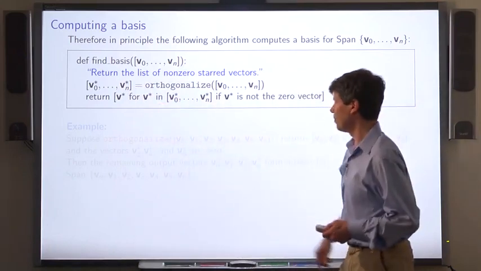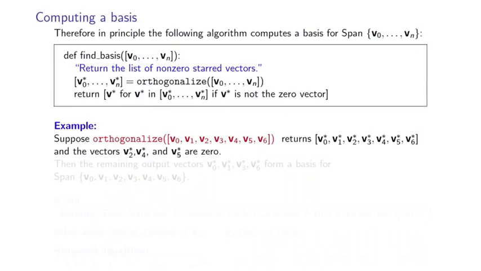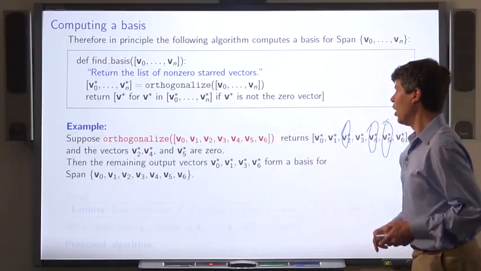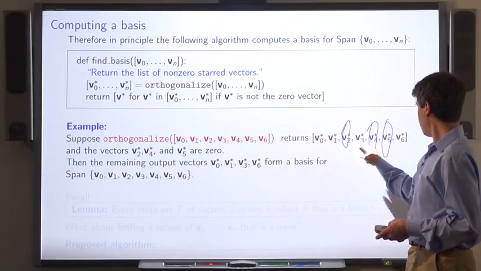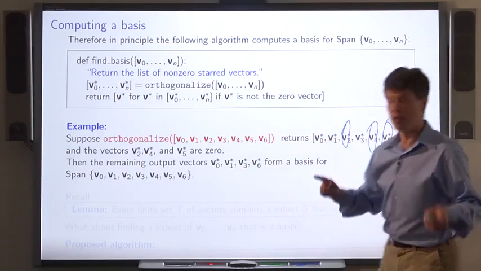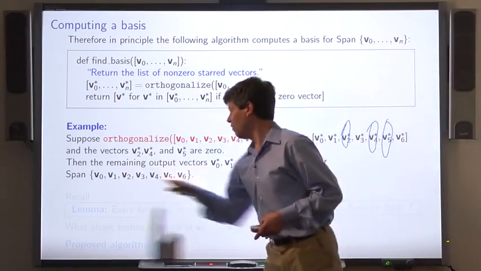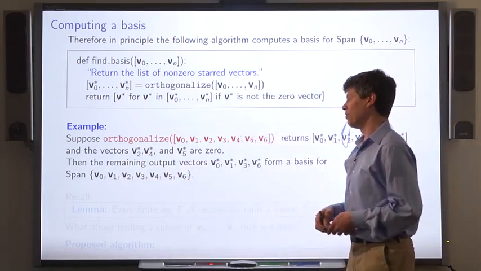For example, suppose we run orthogonalize on the vectors v0 through v6, and it returns the vectors v0 star through v6 star. And suppose from among these output vectors, v2 star, v4 star, and v5 star are 0. In that case, the remaining output vectors, v0 star, v1 star, v3 star, and v6 star, form a basis for the span of those initial input vectors.